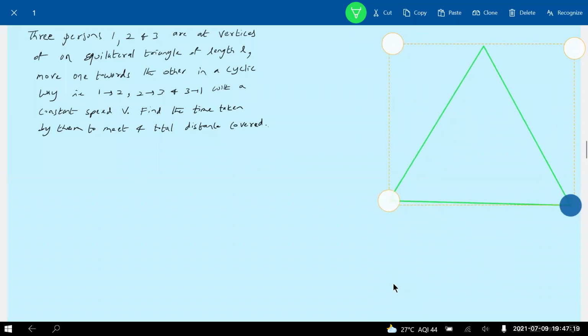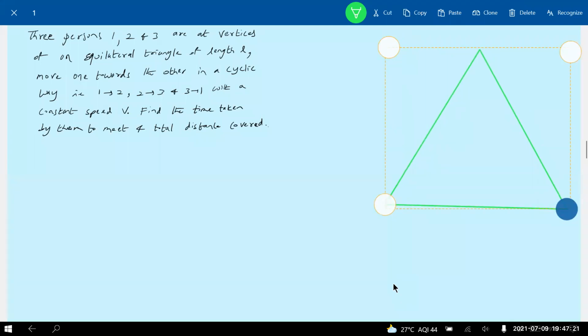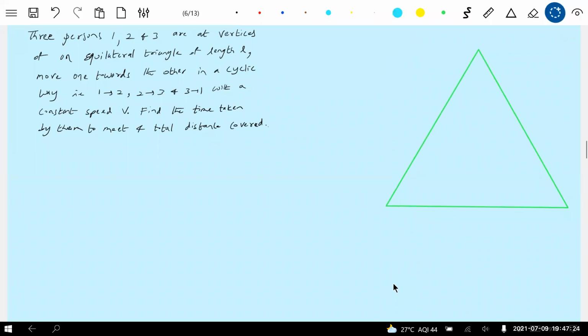There's one initial diagram. So person 1 is here. It's very difficult to show the persons, so I'll take help of different colors. 3 persons are there. Person 1 will always move towards 2. At t equals 0 there is a position. After some time, initially at this instant, this will be the velocity. Then 2 will have velocity directed towards 3. 3 will have velocity directed towards 1.